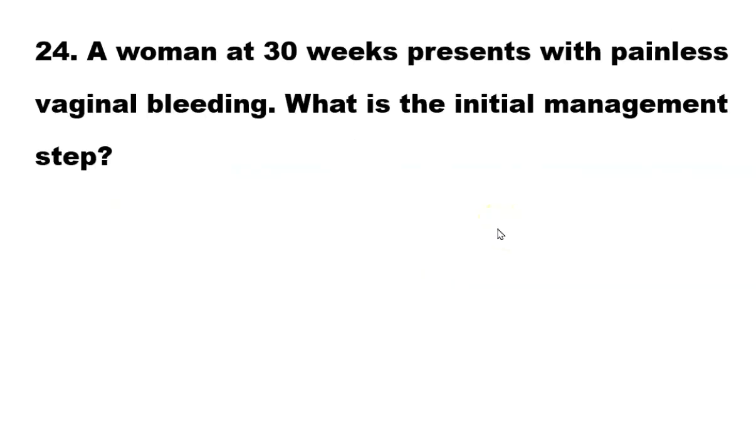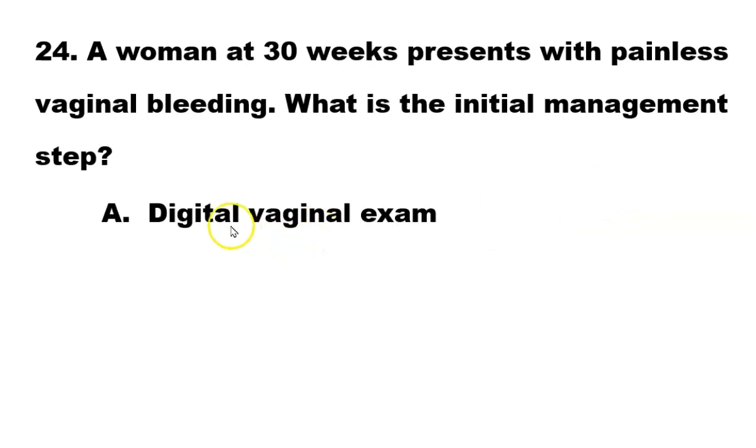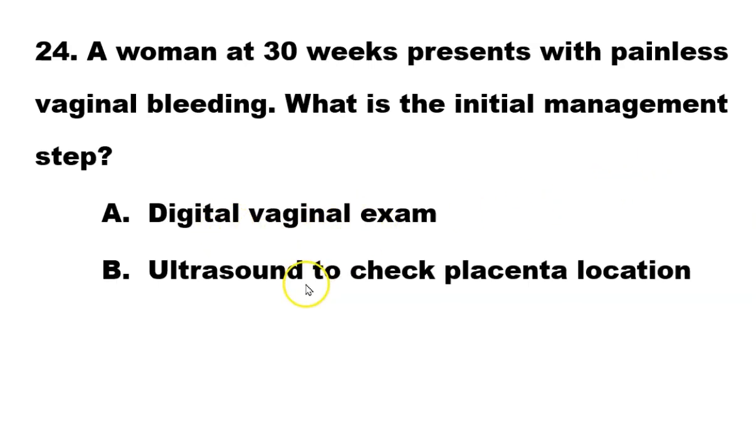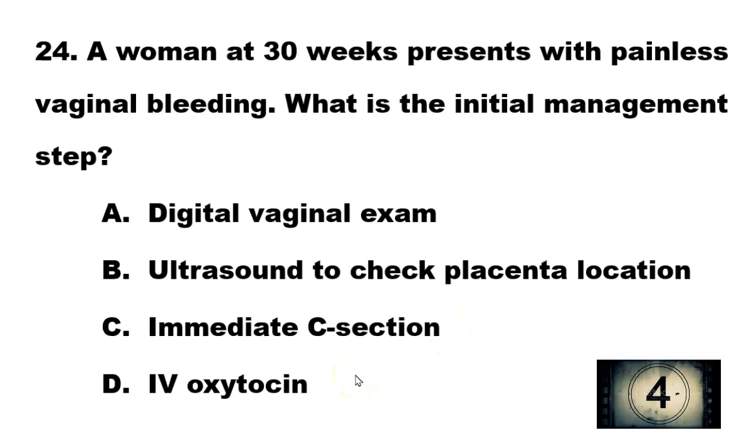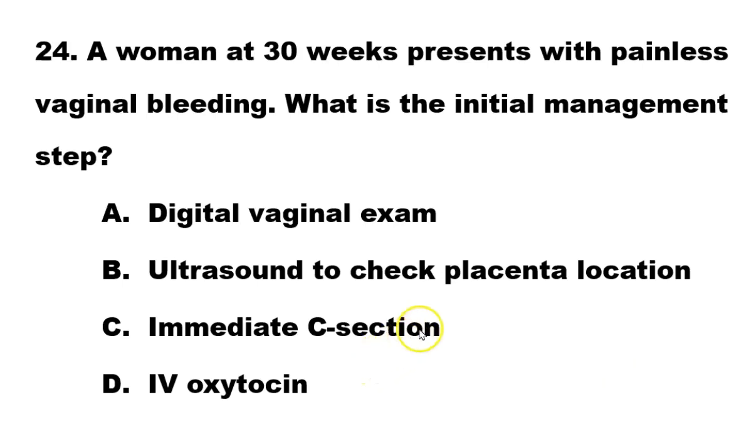The next question. A woman at 30 weeks presents with painless vaginal bleeding. So what is the initial management step? A. Digital vaginal examination. B. Ultrasound to check placental location. C. Immediate cesarean section. D. IV oxytocin. The correct answer is B. Ultrasound to check the placental location.